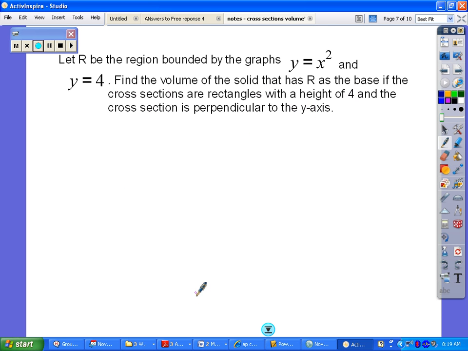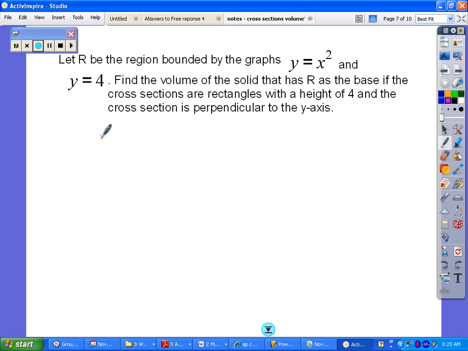Okay, so the second problem, we have a region bounded by the graphs y equals x squared and y equals 4, and they want us to find the volume of a solid that has this region as its base if the cross sections are rectangles with a height of 4 and the cross section is perpendicular to the y-axis. So if we go through all these steps for this one, step 1 says draw the region of the base of the solid.